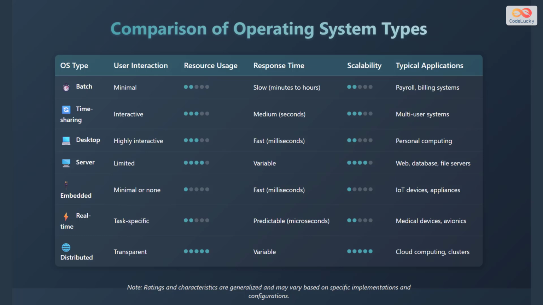Real-time operating systems are task-specific, have medium resource usage, predictable response times, and low scalability. They are essential in medical devices and avionics. Distributed operating systems provide transparent user experiences, very high resource usage, variable response times, and extremely high scalability, making them ideal for cloud computing and clusters.